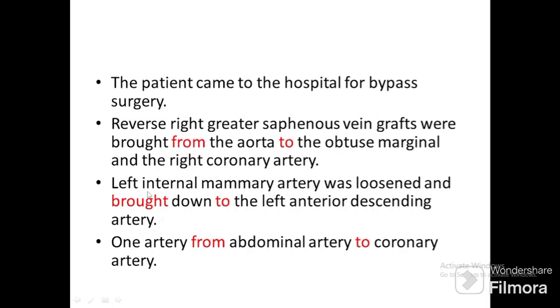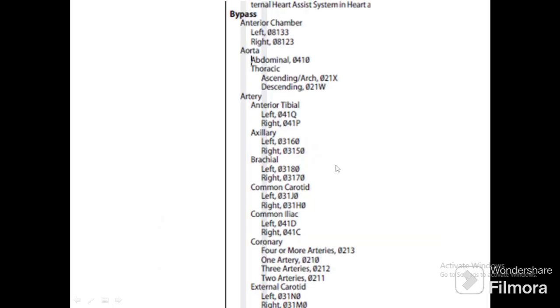In this procedure, the left internal mammary artery was loosened and brought down to the left anterior descending artery. So bypass from left internal mammary artery to left anterior descending artery. In the third procedure, bypass is from abdominal artery to coronary artery. So a total of 4 coronary arteries are bypassed along with saphenous vein graft.